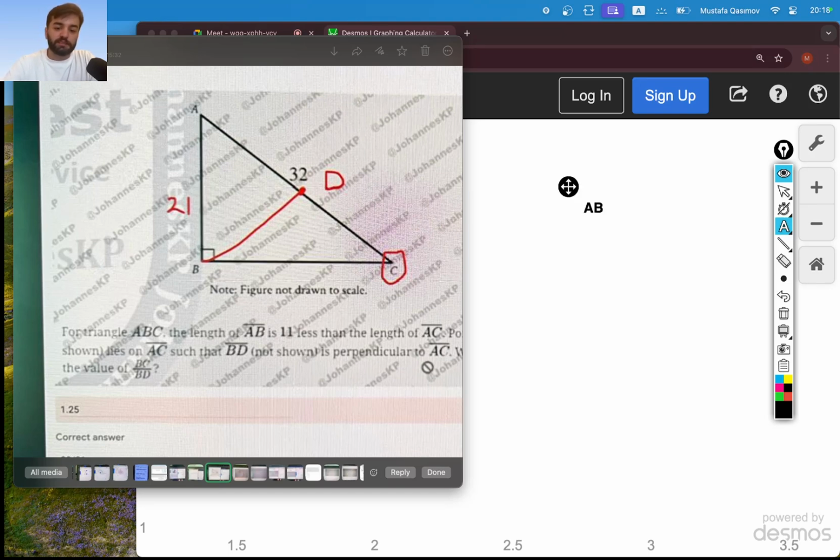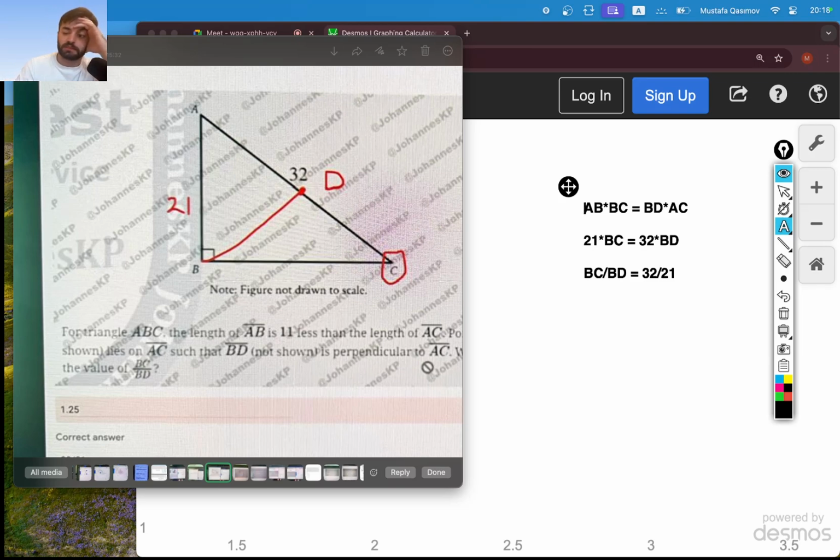AB multiplied by BC, the multiplication of these legs, is equal to BD multiplied by AC. And from here we can write it like that. AB is 21 multiplied by BC is equal to 32 multiplied by BD. Then we can write it like that: BC over BD is equal to 32 over 21. Like this. Is it clear for everyone? Yes.